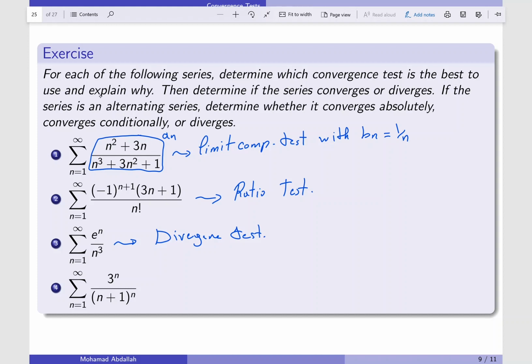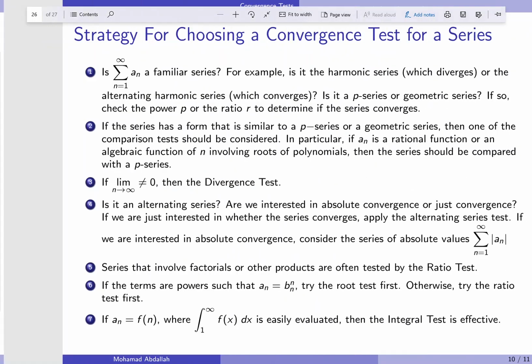Here, you can see you have power n on the top, power n on the bottom. So a_n here is equal to something to the power n. So clearly if you use the root test, that's going to be very simple. So again, with practice and with experience, you will be able to tell which test is the best to use for a particular series.